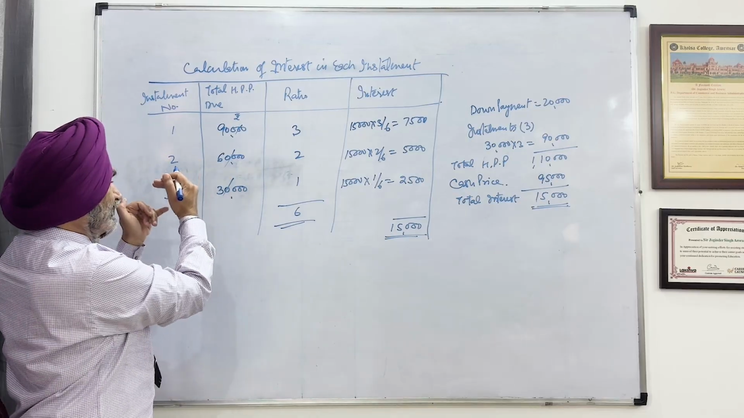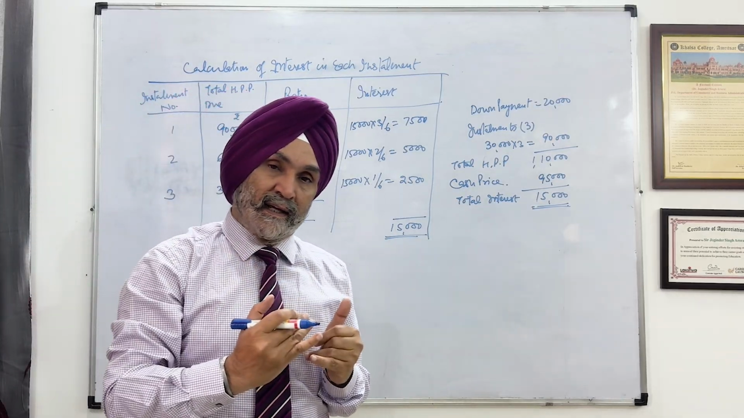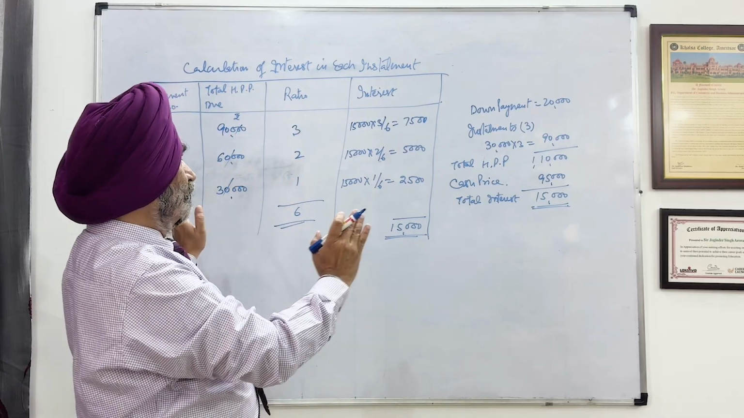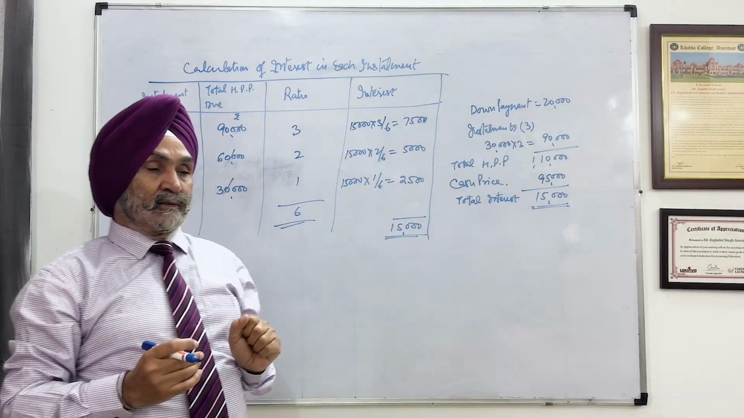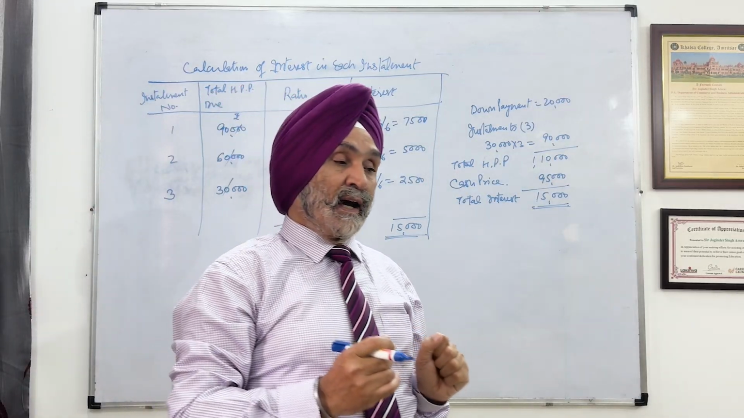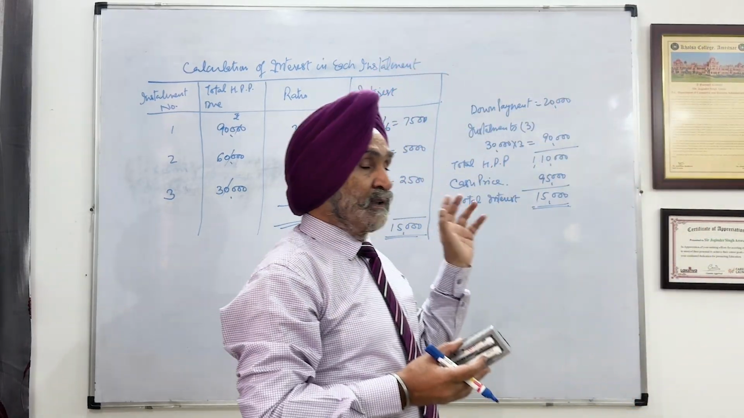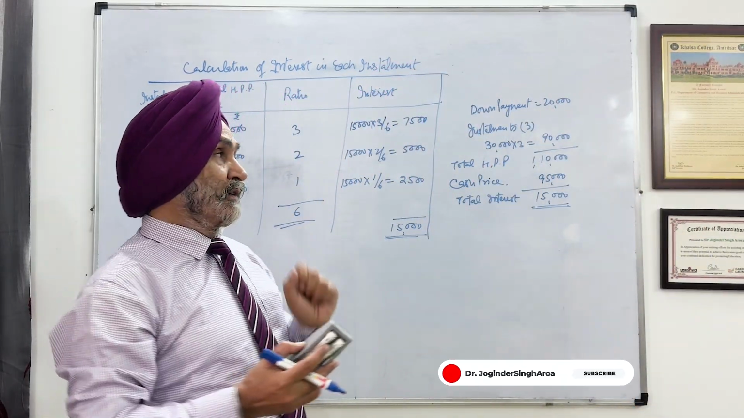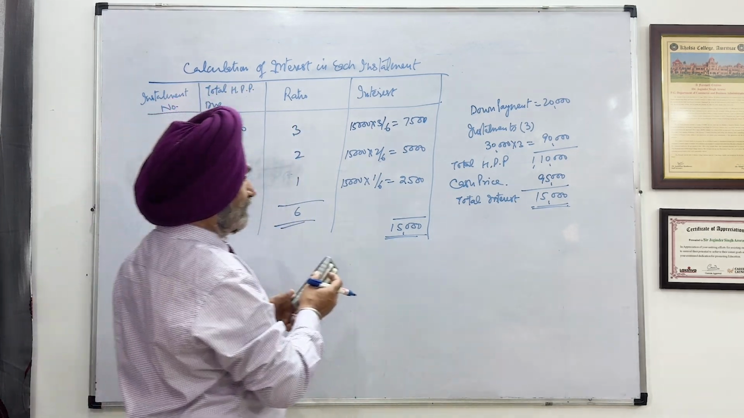It may be a year gap, it may be a 6 months gap, it may be a quarterly gap. In this way, we'll calculate the interest in each installment. Second aspect is when the time gap between the installments is different, then how do we calculate the interest?